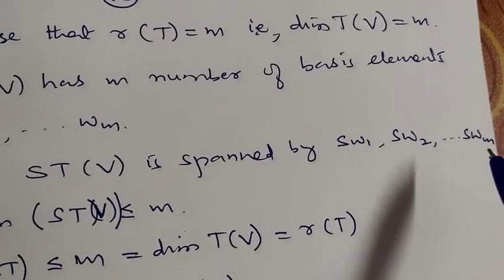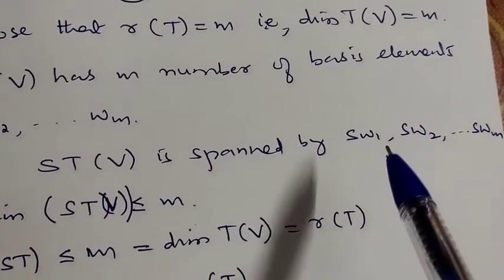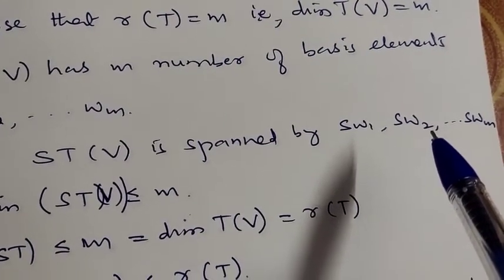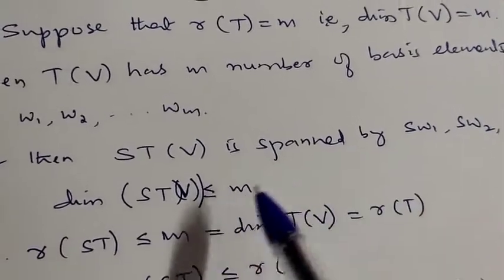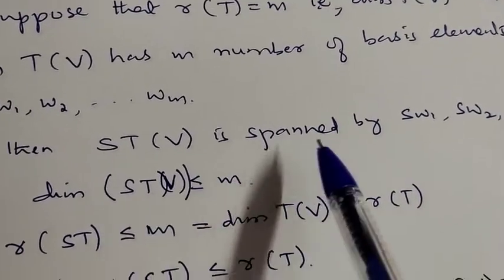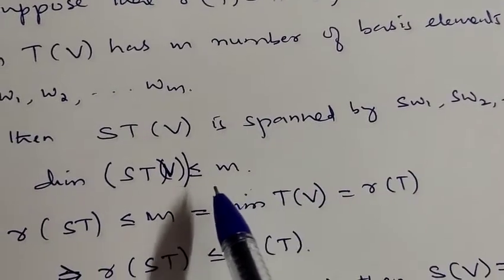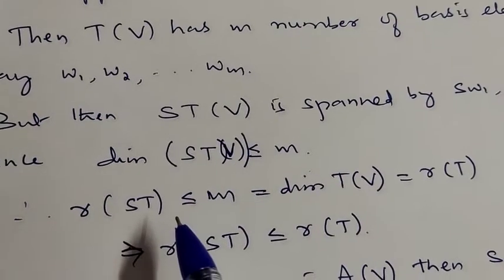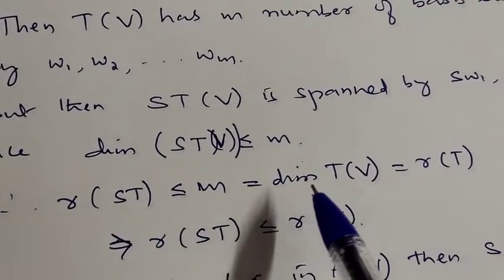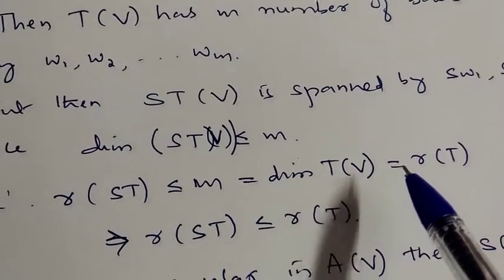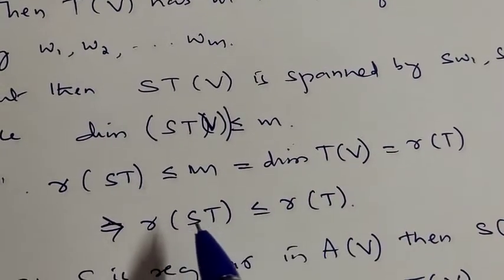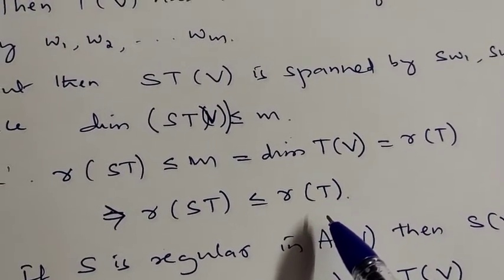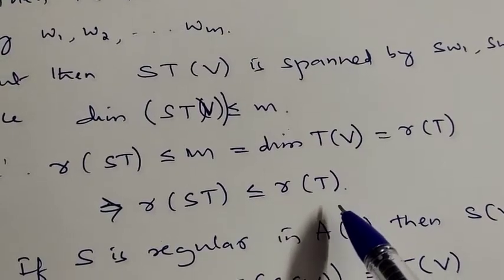S of Wm. So S into T of V is spanned by these same M elements, S of W1, S of W2, etc. S of Wm. Therefore dimension of ST of V is how much? They are spanned by these M vectors, which means it is definitely less than or equal to M. Okay, so this implies rank of ST is less than or equal to M, which is the dimension of T of V, that's equal to rank of T. So rank of ST is also less than or equal to rank of T. Thus we have proved rank of ST is less than or equal to rank of T.